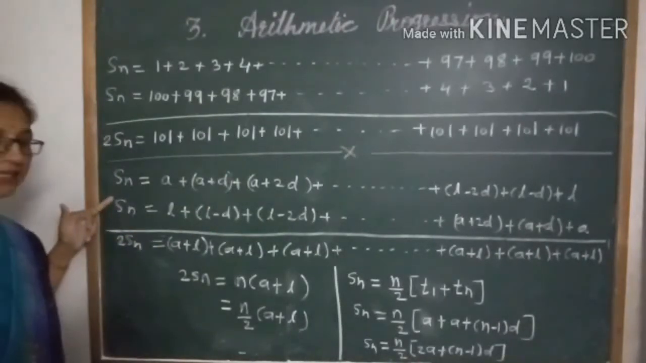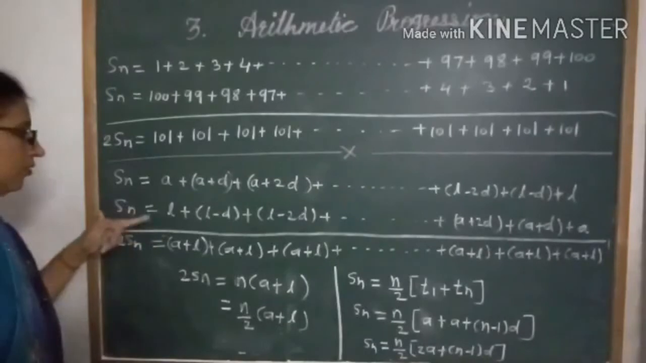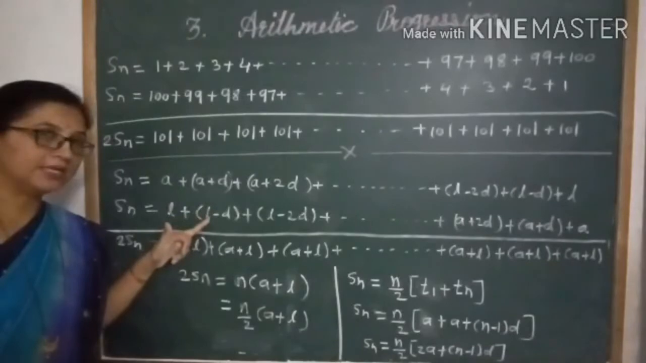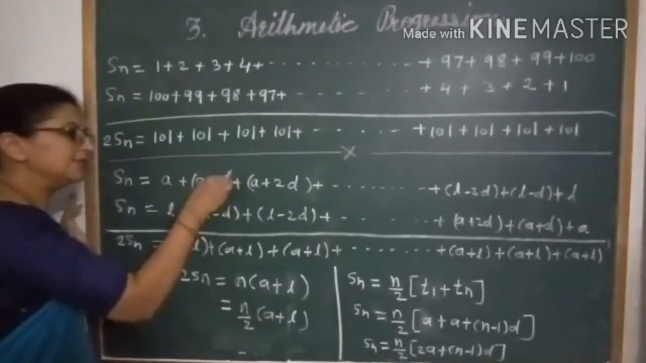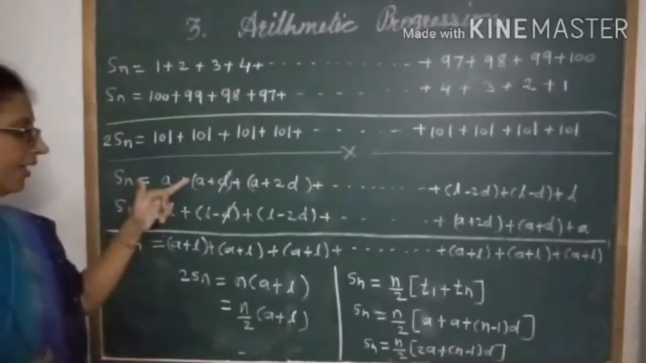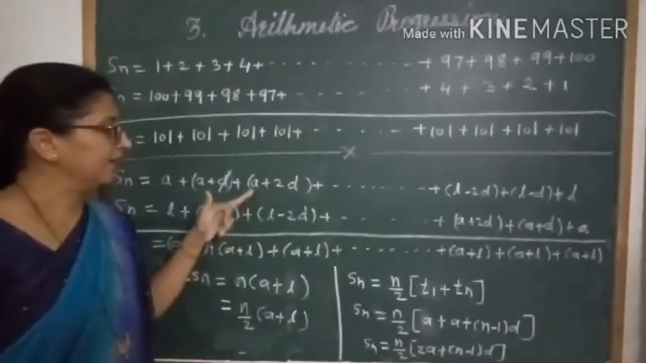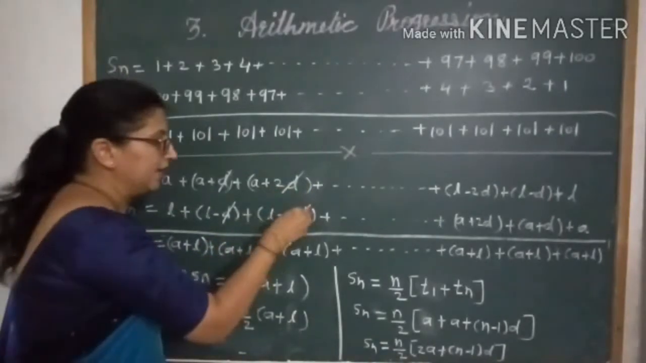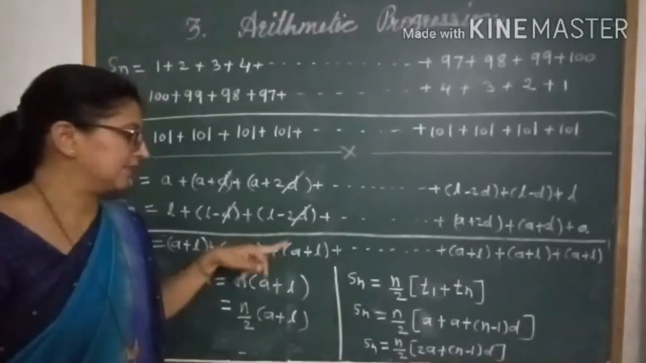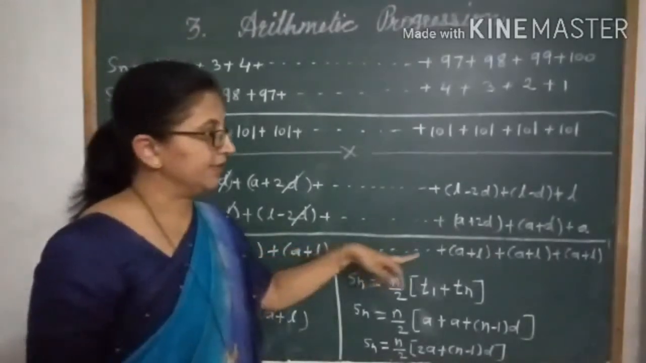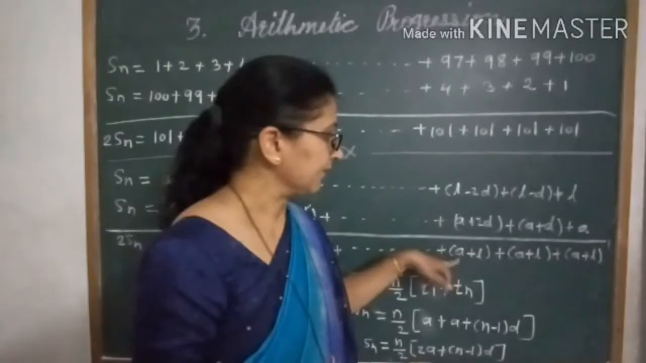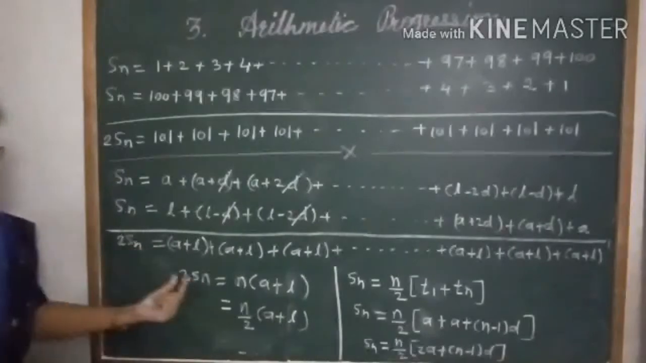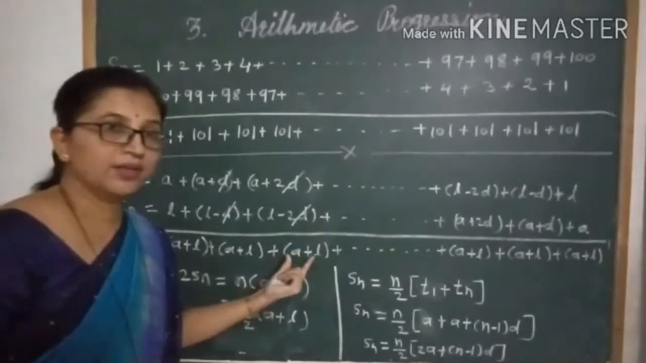So Sn plus Sn, that is 2Sn, is equal to A plus L, then here A plus D plus L minus D. Now the positive and negative D will cancel and we'll get A plus L. Similarly here A plus 2D plus L minus 2D. Again the positive 2D and negative 2D will cancel, and we'll get A plus L. So if we go in this way, every time we'll get the sum as A plus L.